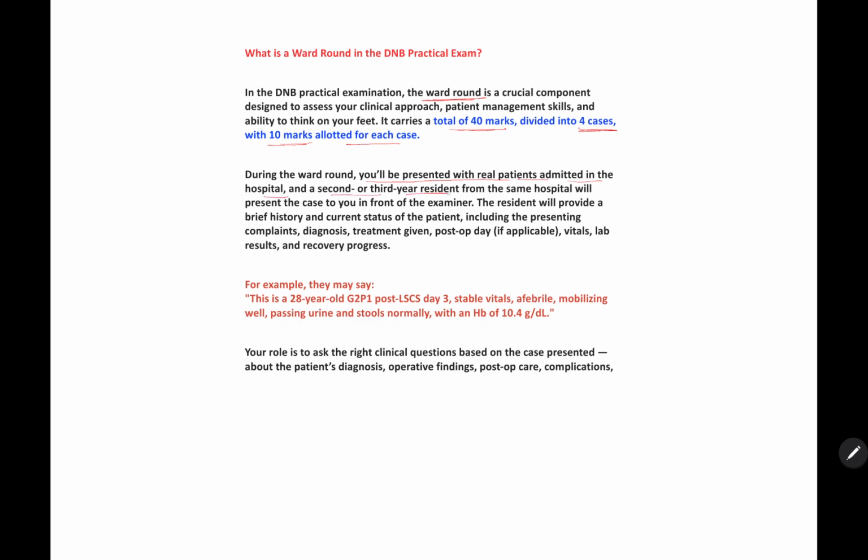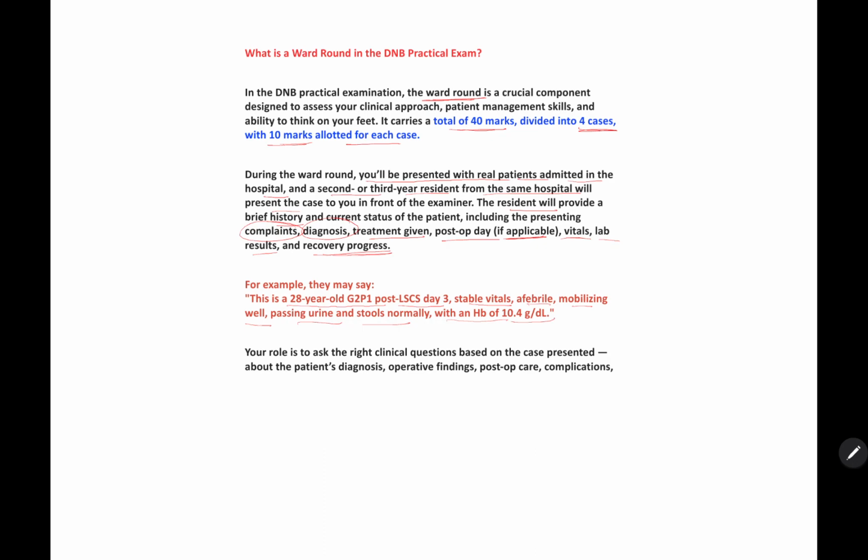and a second and third year resident from the same hospital will present the case to you in front of the examiner, and the resident will provide a brief history and current status of the patient, including the complaints, the diagnosis, treatment given, the post-op day if applicable, vitals, lab results, and a recovery progress. For example, they may say this is a 28-year-old G2P1 post-LSCS day 3, vitals stable, afebrile, mobilizing well, passing urine and stools normally with an HB of this and so.